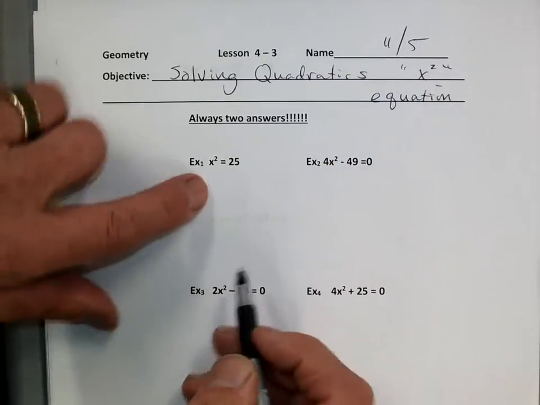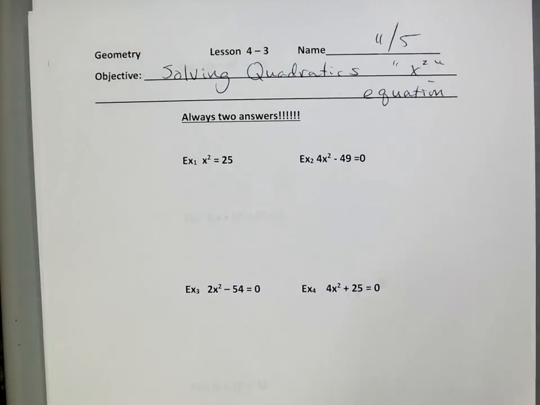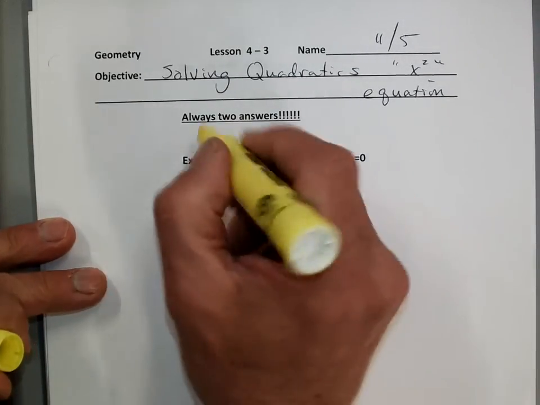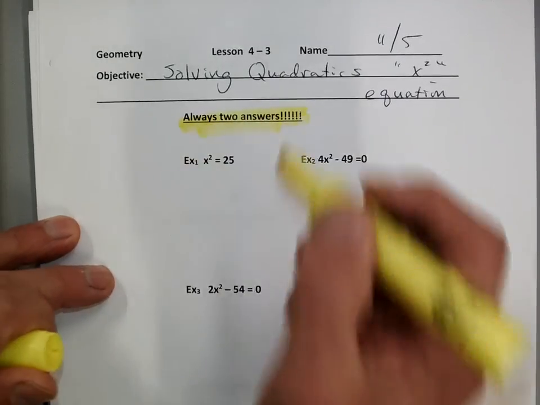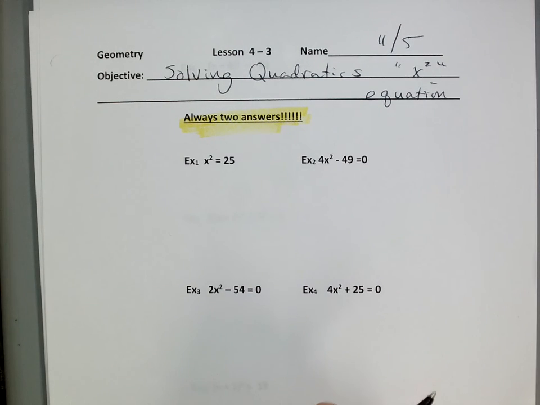So because it's an x squared equation, there's always going to be two answers, always. I'm going to highlight that for you. Always two answers. Sometimes it might be the same answer twice. That can happen, but there's always going to be two answers. And sometimes there's even imaginary answers, which we're not going to go into, but always two answers, always.